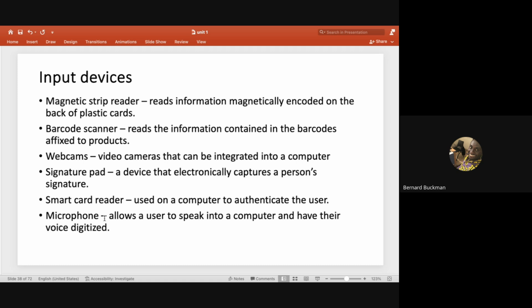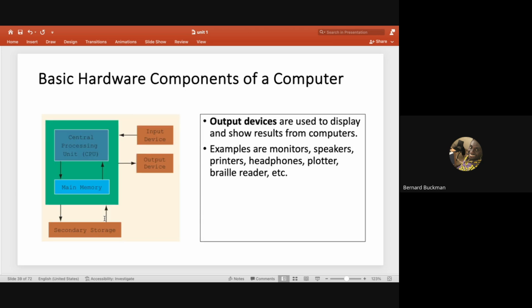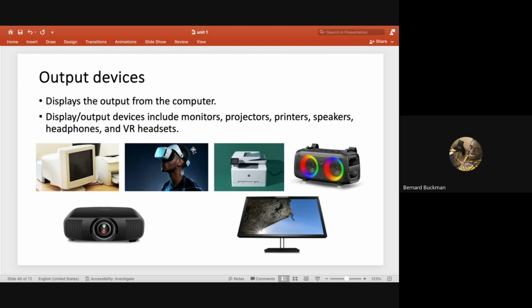So your phone microphone is an example of an input device, or the microphone at church is an example of an input device. It converts whatever you say into a digital form and pattern which is sent out to the speaker. Okay. Then output devices help us to display or to hear the results. So things like monitors, speakers, printers, headphones, plotters, braille readers, you name them, right? Today we have something called VR headsets. We have printers, speakers, monitors, projectors, and the old CRT monitors as well, right? So all of these are examples of output devices.